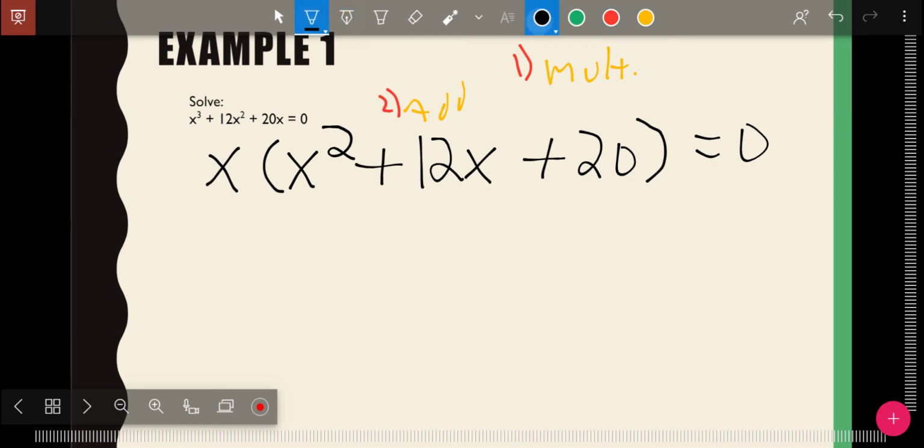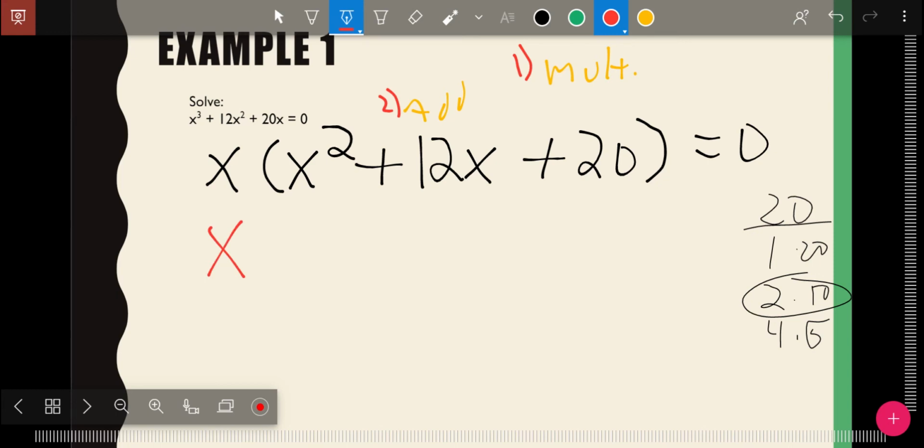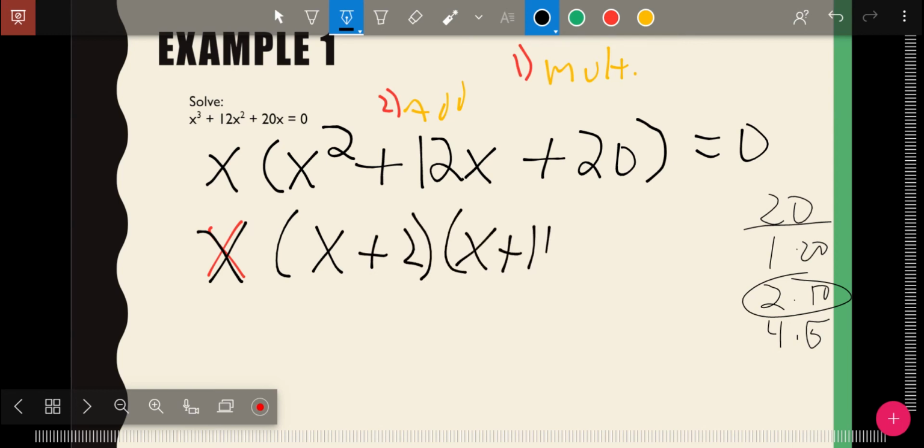Or you can always make the whole chart there. You get 20. That could be 1 times 20. That could be 2 times 10. That could be 4 times 5. Which one of those adds up to 12? 2 and 10. So x plus 2, because it was positive 2. X plus 10, because it was positive 10, equals 0. There's no squares or anything here, so I got that as factored as I can get it.